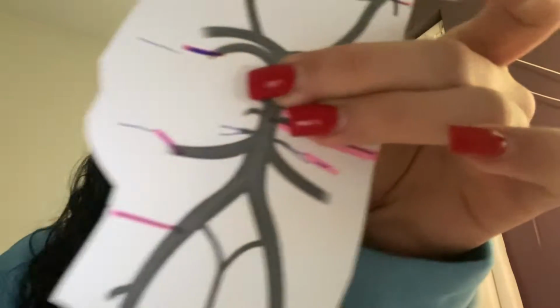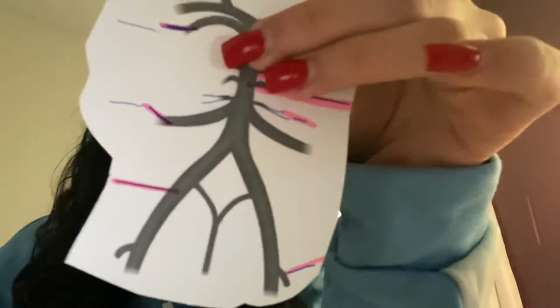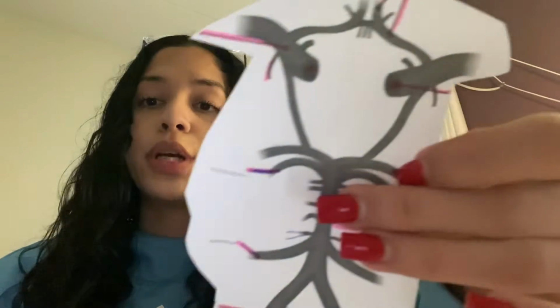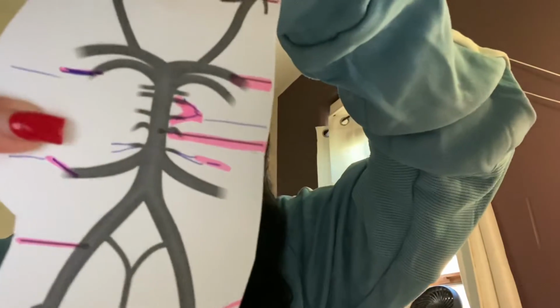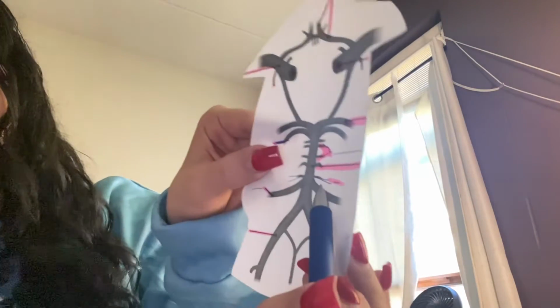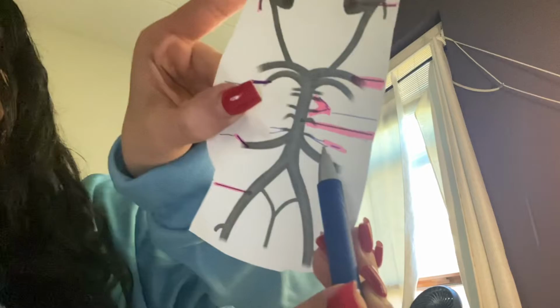I want to talk about the vertebral artery, which is going to be right here at the bottom. My pen is this one. And the vertebral artery is going to have three different branches. One branch is going to be the superior cerebral artery, and the superior cerebral artery is going to be this one right here. And that's going to arise from the basilar artery, which is going to be this one right here.